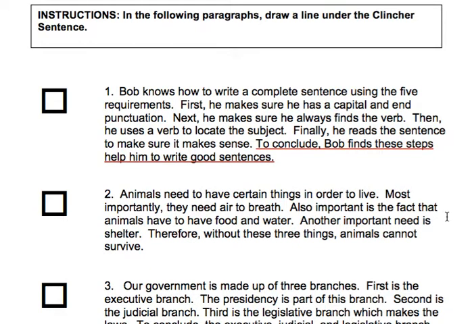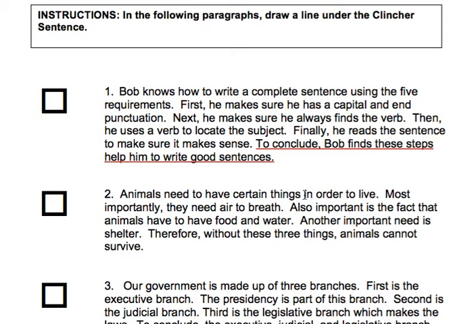Take a look at example number 2. Animals need to have certain things in order to live. Most importantly, they need air to breathe. Also important is the fact that animals have to have food and water. Another important need is shelter. Therefore, without these 3 things, animals cannot survive.